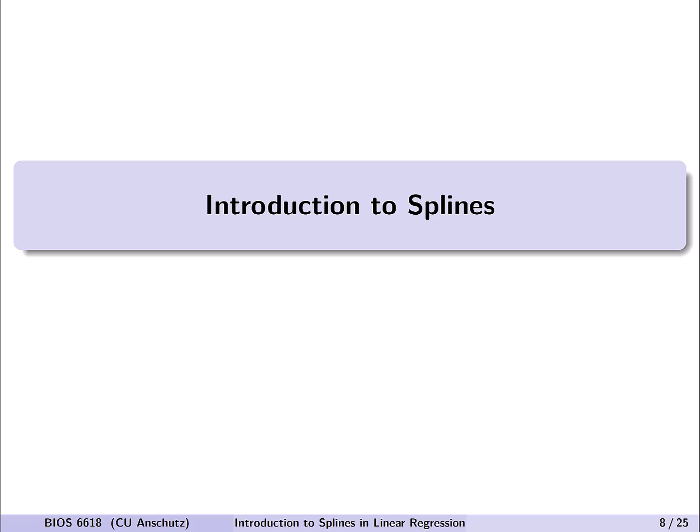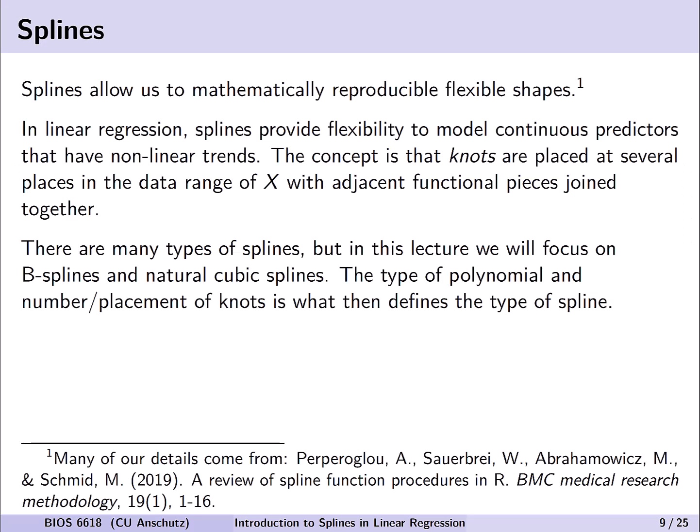So with that motivation, let's take a look at some types of splines and some of the technical details behind them. Generally speaking, splines allow us to mathematically reproduce flexible shapes. The big thing here is reproducibility, so we can come back to our data set or future problems and recreate the process. In linear regression, splines provide flexibility to model our continuous predictors that have nonlinear trends, or ones that we explored previously that we thought might be candidates for polynomial regression.